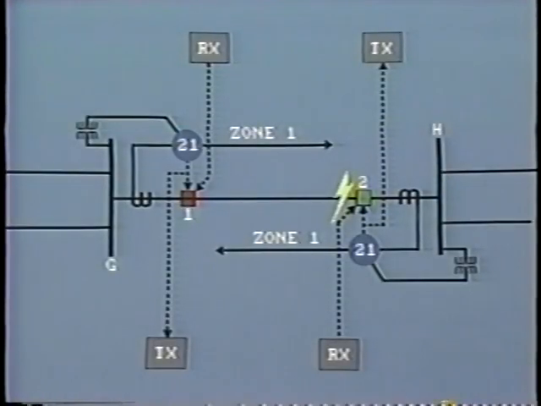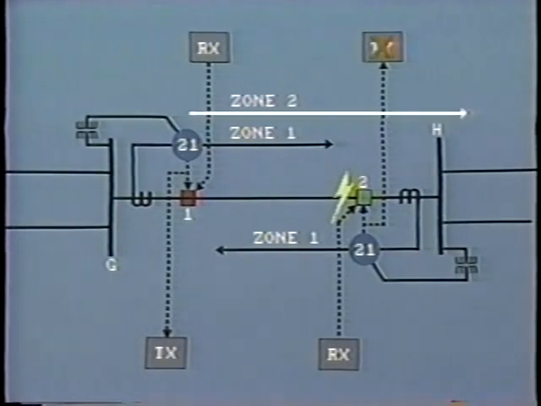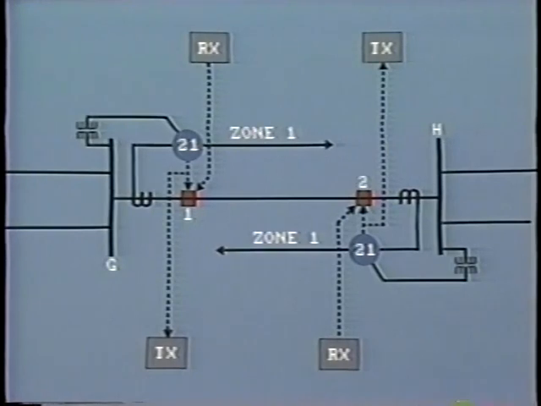We noted in studying the directional comparison scheme that if the communication channel fails to transmit the signal, then breaker number 1 will not trip at high speed. It will have to wait for backup protection to operate, typically the second zone element of the distance relay. A bigger problem is that the communication channel may receive unwanted signals, perhaps by interference from other communication channels. This could cause the breaker to trip incorrectly, that is, when no fault exists.